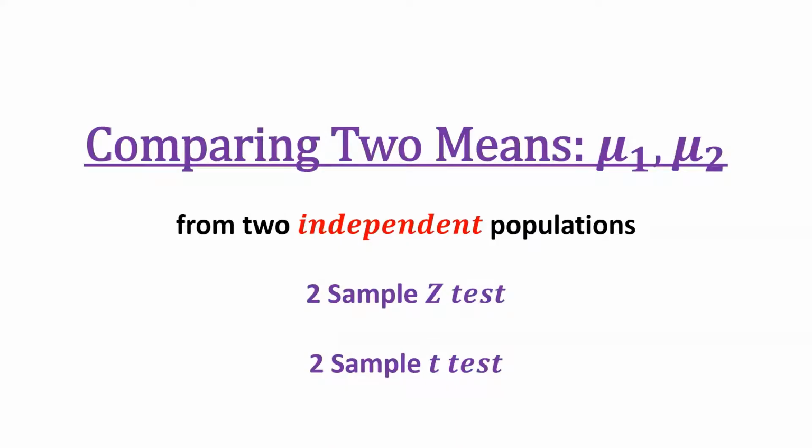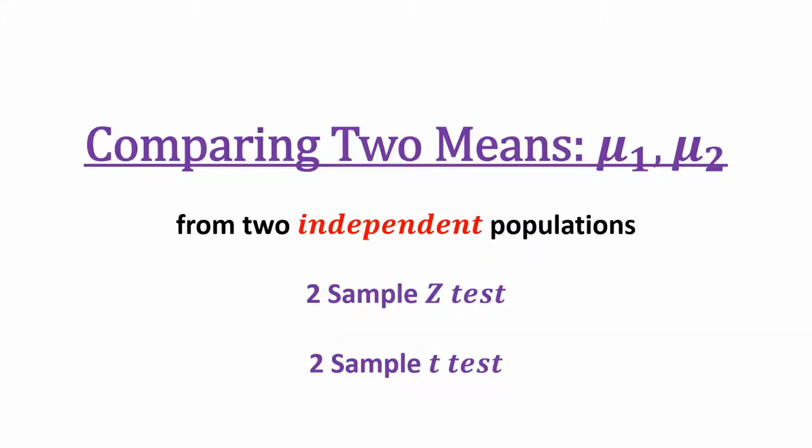Hello students, today we are going to discuss the statistical hypothesis testing for comparison of two population means mu1 and mu2 respectively when the two populations are independent of one another. We will discuss the two sample z-test and the two sample t-test.